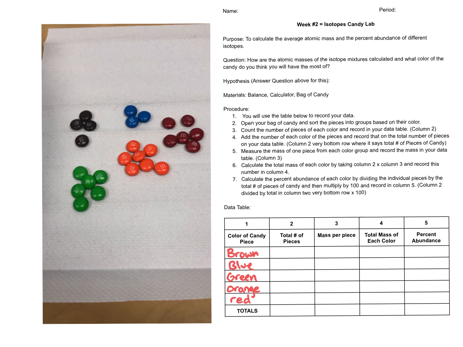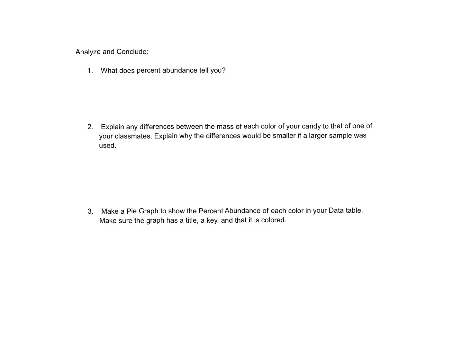And for column 5, if you pay attention to procedure 7, it says what to do. Take column 2, so it'll be this guy, divide it by the total, and multiply that by 100, and then you will get the answer for this guy. All right, so you take the amount of the pieces, divide it by the total times 100, and you will get the percent abundance. And then from there, you can move on to your conclusion questions.